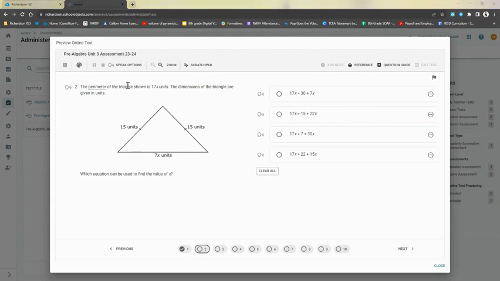All right, 2. This one, the perimeter of a triangle is 17x units. The dimensions of the triangle are given in units. So write an equation that can be used to find x.